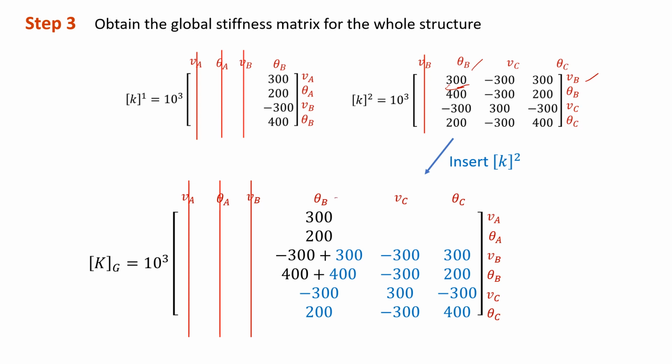So we check theta B and VB. The value is 300, followed by theta B and theta B, 400. Check theta B and theta B here, the position 400, and we do the rest according to this notation here. Okay, so for the last value, for example, theta C and theta C, so we check theta C and theta C, so the value will be 400.